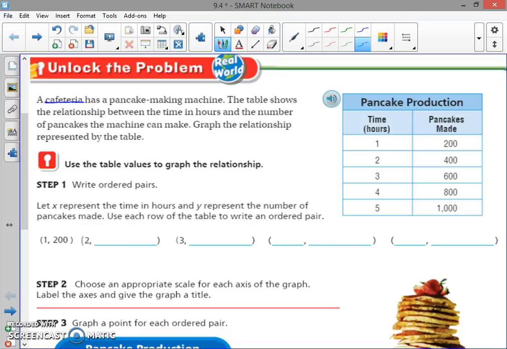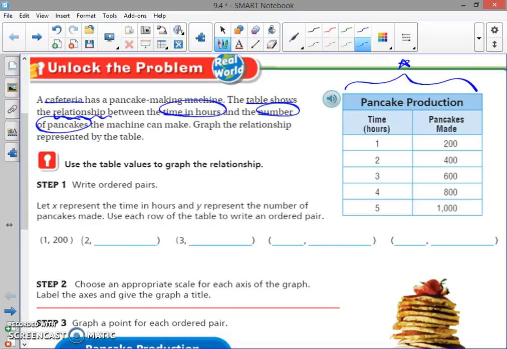Not sure. But the table is going to show the relationship between the time in hours and the number of pancakes that are being outputted, if that's even a word, the machine can make. Graph the relationship. So, you always have to really look at what the table's saying before you start.